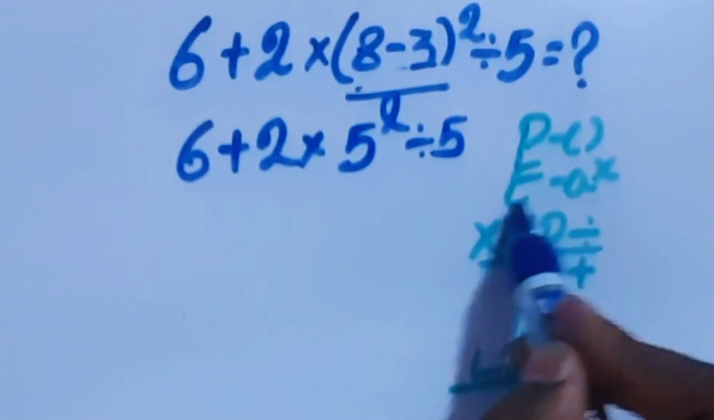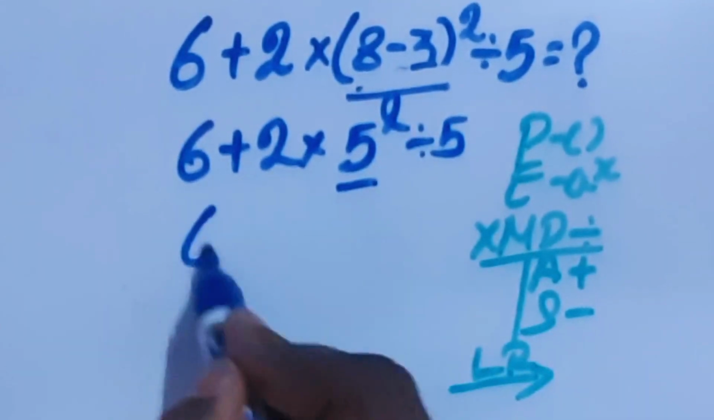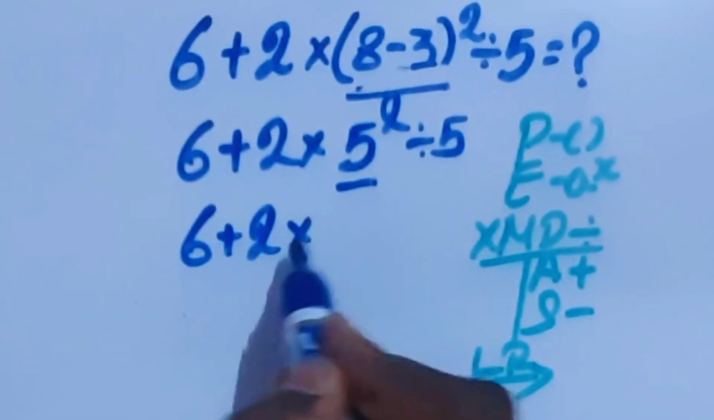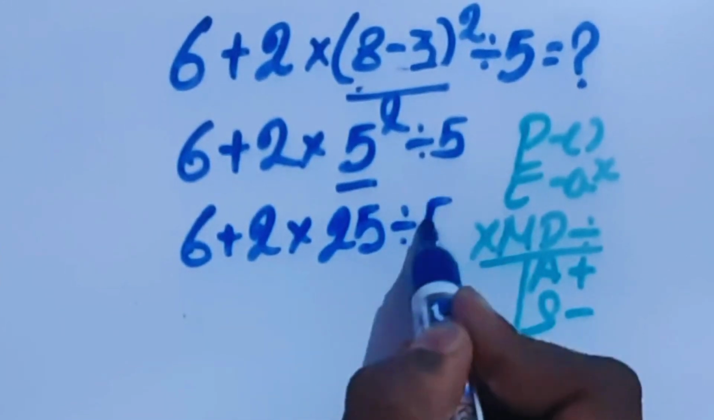Here the next operation is the exponent. We have the exponent here, 5 squared. So 6 plus 2 times, this 5 squared is 25, divided by 5.